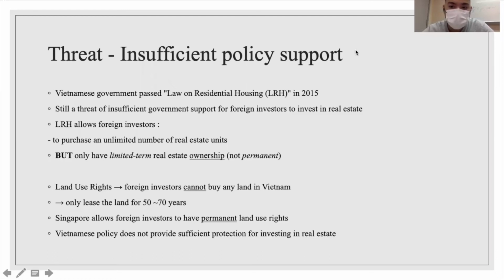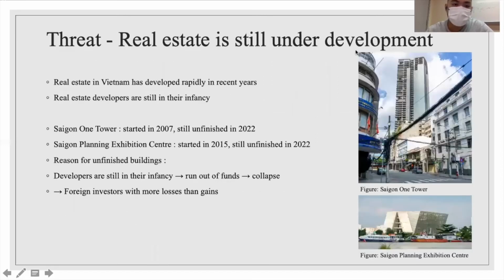Compared with other Southeast Asian countries, foreign investors can legally have permanent land use rights in Singapore. They can develop the land with loose restrictions. It can be seen that the Vietnamese policy does not provide significant protection for investing in the real estate industry, posing a threat to foreign investors.